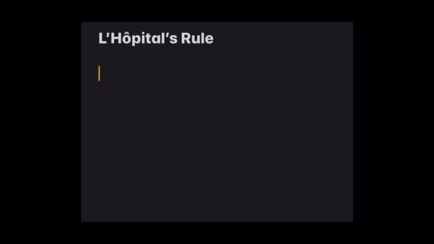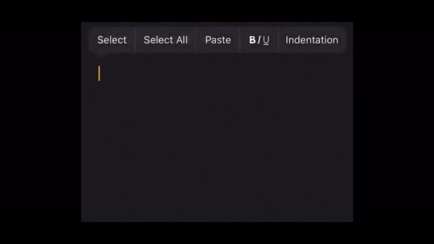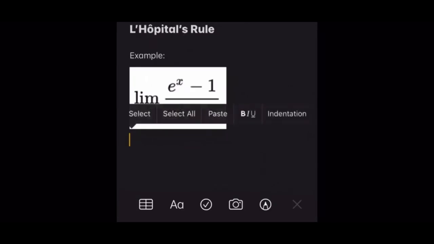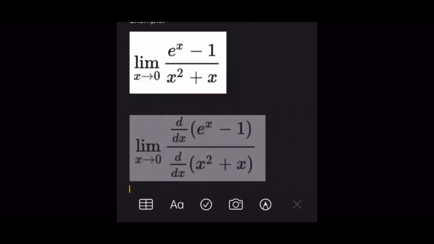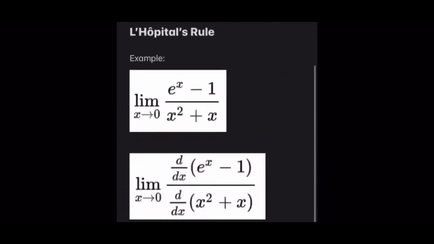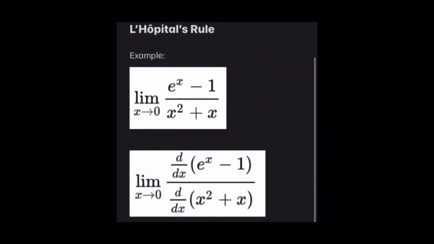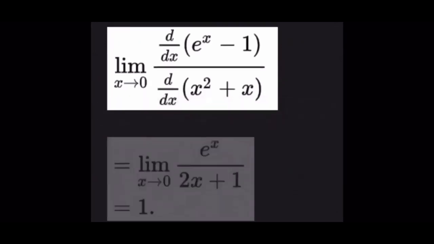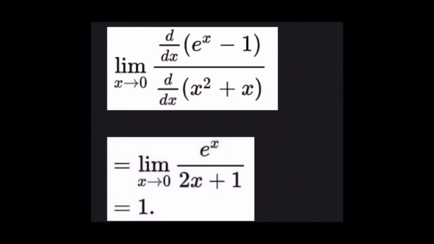My example is the limit as x goes to 0 of e to the x minus 1 over x squared plus x. First, you need to determine if L'Hopital's rule will apply, and in this case it does. Then you take the derivative of the top over the derivative of the bottom. The derivative of the numerator is just e to the x, and the derivative of the denominator is 2x plus 1. Now you can plug in 0 to evaluate, and you get the limit is equal to 1.